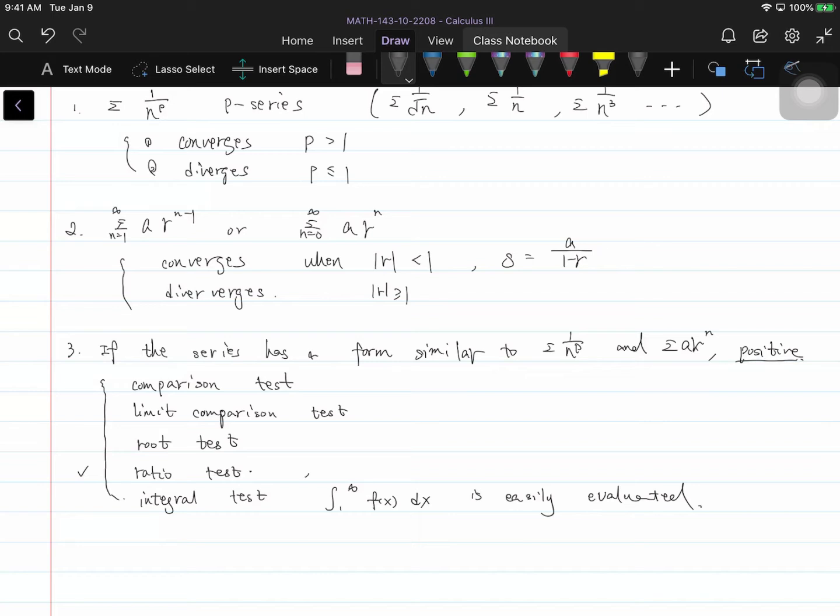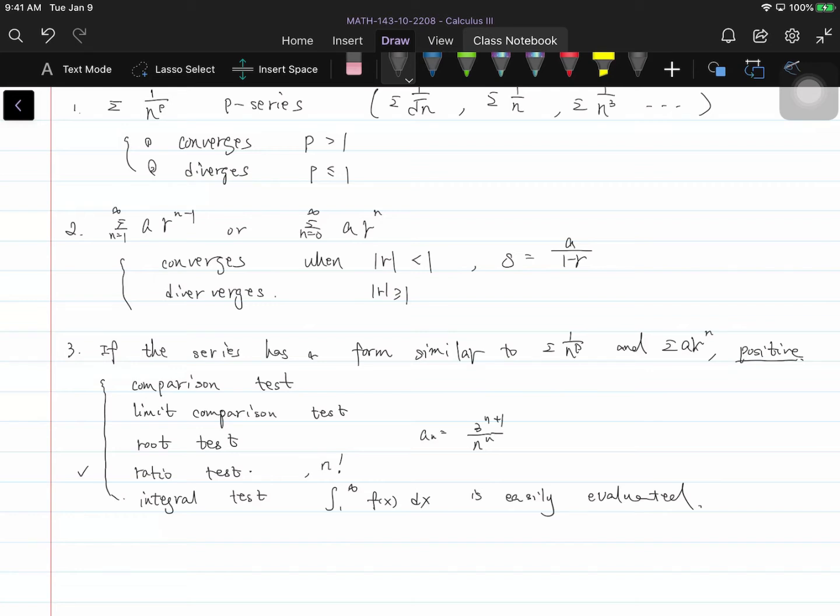And whenever we have a factorial, like n factorial, we always use the ratio test. And the root test, when our a_n has some power, like n's power or even n+1, we always like to use the root test.